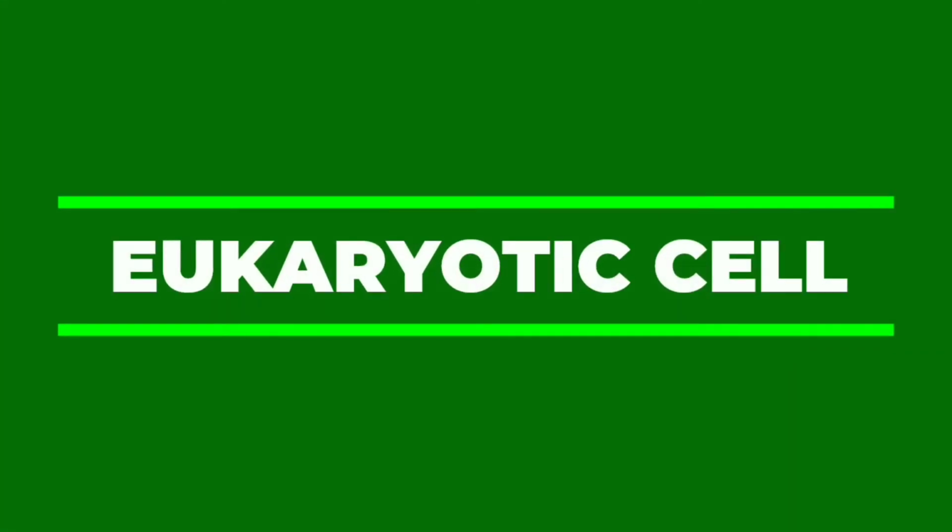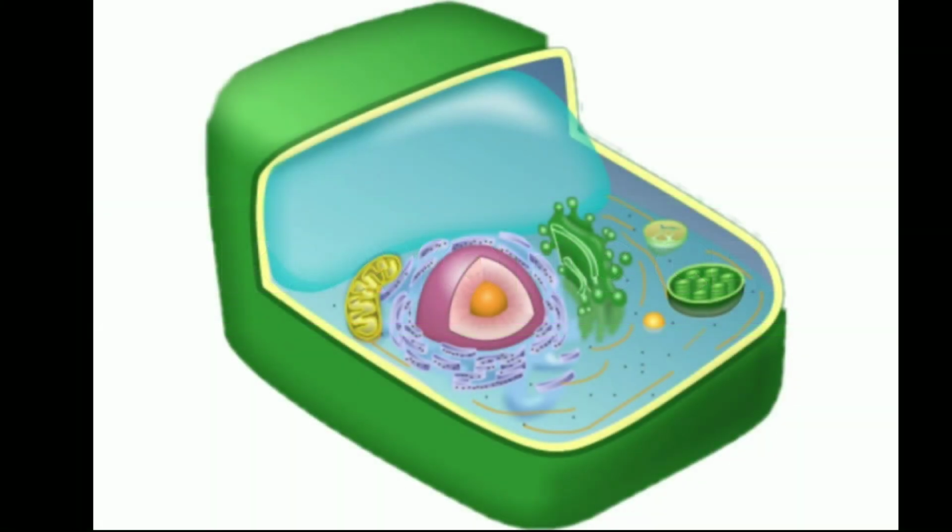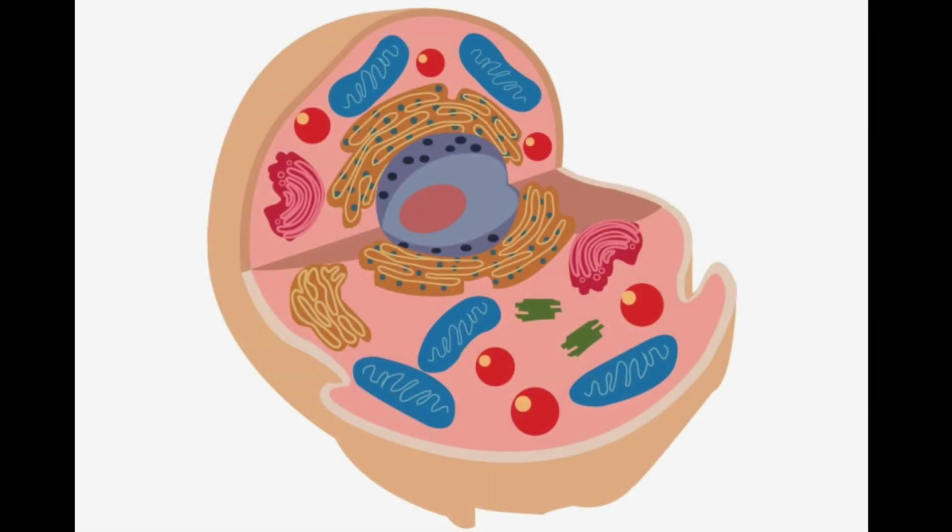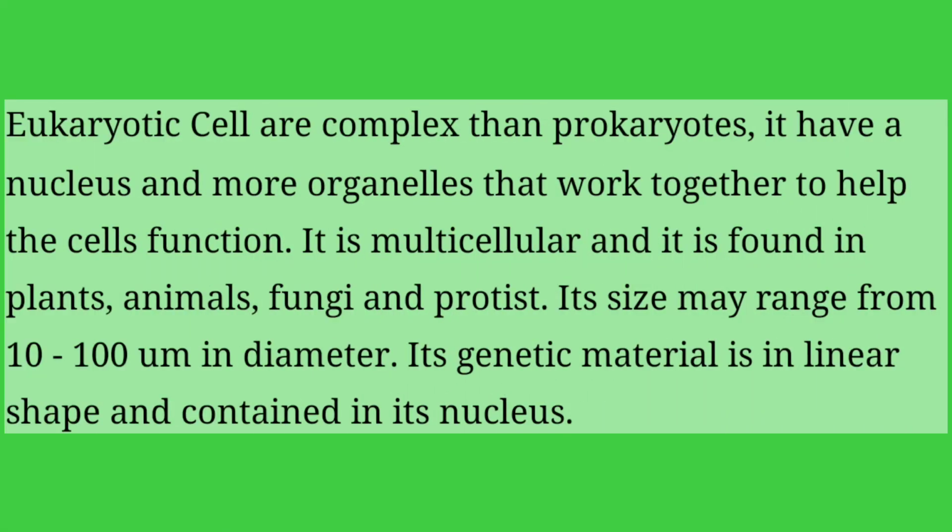Next is the eukaryotic cell. Eukaryotic cells are more complex than prokaryotes. They have a nucleus and more organelles that work together to help the cells function. They are multicellular and are found in plants, animals, fungi, and protists. Their size may range from 10 to 100 micrometers in diameter. Their genetic material is linear in shape and contained in the nucleus.